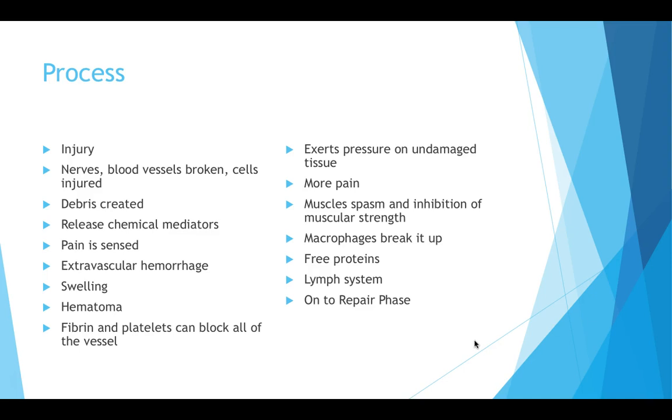Chemical mediators are released from those damaged cells, as well as then calling through chemotaxis more chemical mediators to the area. We sense pain from those nerves being disrupted, as well as the chemical mediators sensitizing the nerves. We have all this extravascular hemorrhage that happened from the cells breaking and the blood vessels rupturing, as well as now we're starting swelling formation, not only from that primary swelling, but because of the proteins floating in the area, and we'll talk more about that soon.